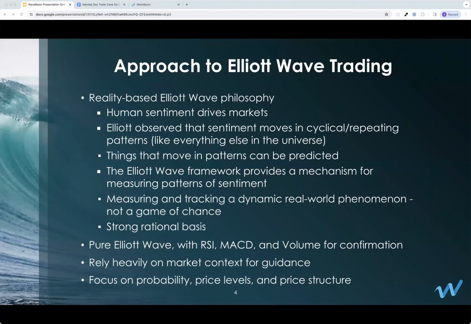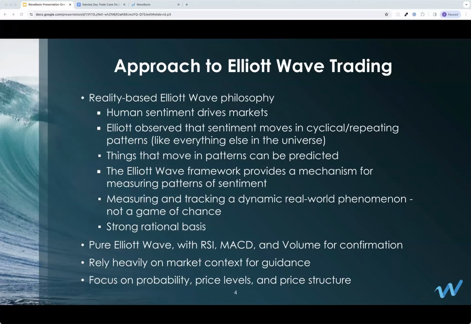My approach is pure Elliott Wave with RSI, MACD, and volume for confirmation. And there are lots of other indicators and sources of information, perspectives and techniques, and Zach touched on some of these, to look at what's happening in a market that can be combined with Elliott Wave analysis to suit your taste. I rely heavily on market context for guidance, and there's a strong focus on probability. You'll probably hear me say the word probability lots of times during this talk. Price levels and price structure.